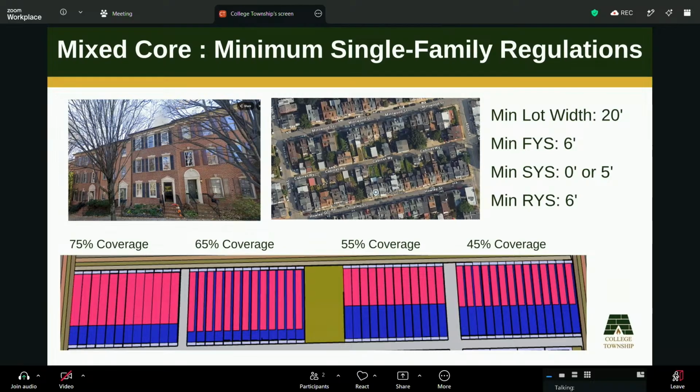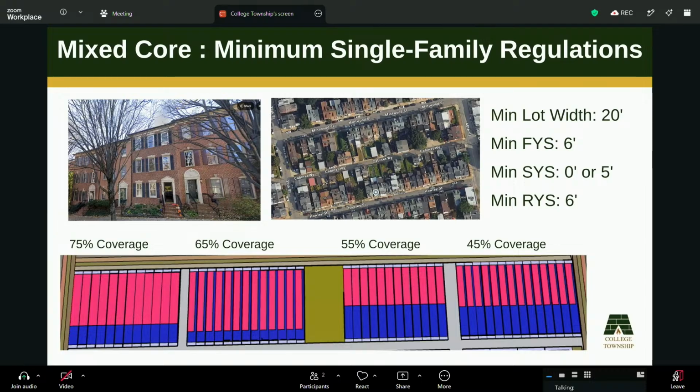Then down below, it's showing the lot coverage percentages as visualizations. We give examples all the way down to 45%. The recommendation is 75%, and we're showing you what that would look like, and then other percentages as well. And this is mixed core, the minimums for single family, the first column. Just bear in mind, this is the most dense section that you'll see.